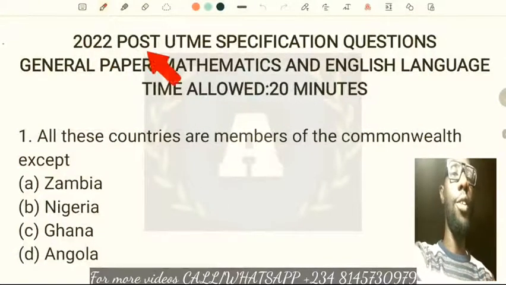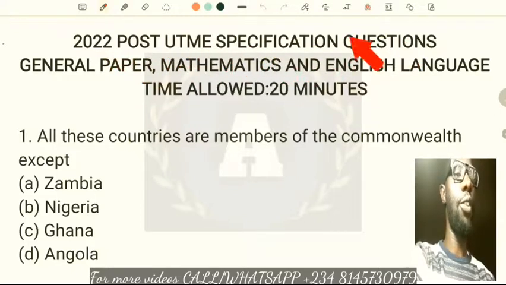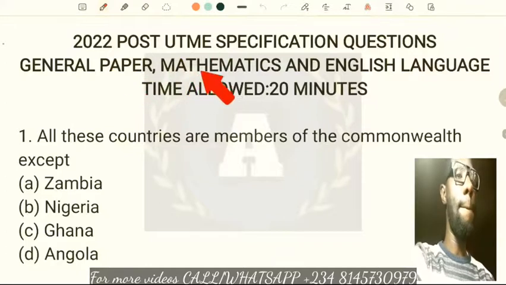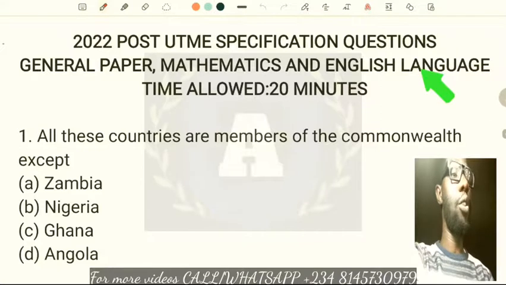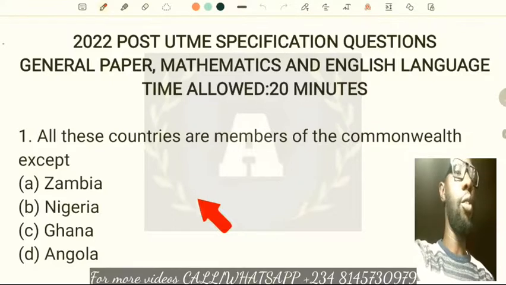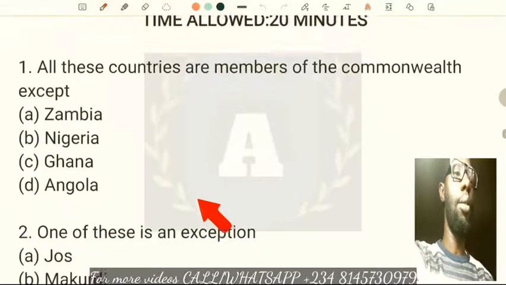Now we have 2022 post UTME specification questions on three aspects: general paper, mathematics, and English language. It requires us 20 minutes to do so, but meanwhile, we might spend more or less because we need some explanation here.